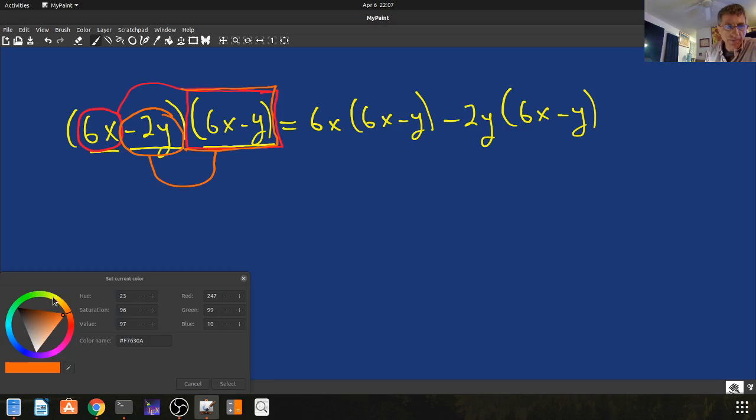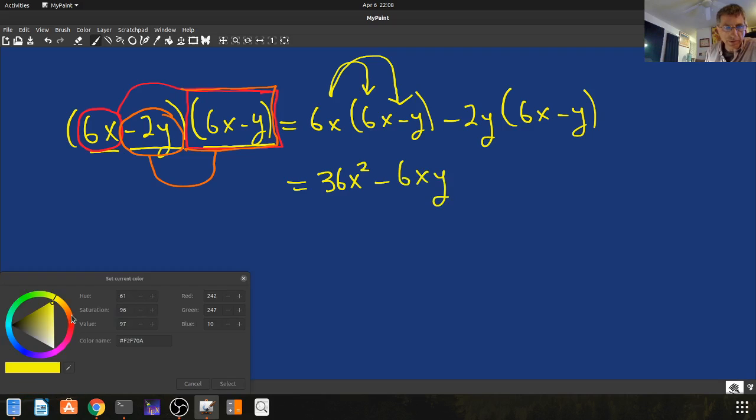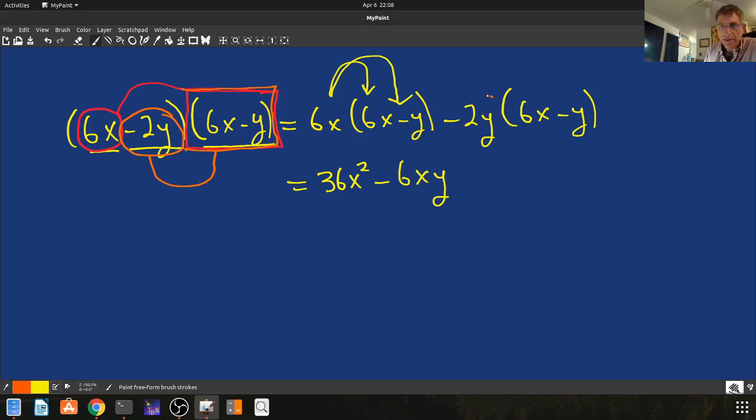So I have to go ahead and multiply out, collect like terms, and simplify. So 6x times 6x is 36x squared. So I'm using distribution. 6x times minus y is minus 6xy. Doing the same thing over here using distribution again, I'm going to take this entire thing, minus 2y, and multiply it by 6x and then multiply it by minus y.